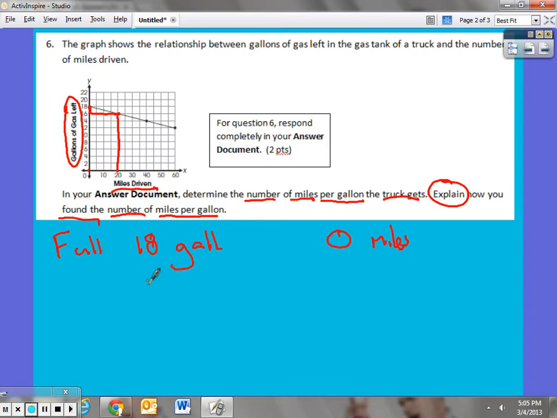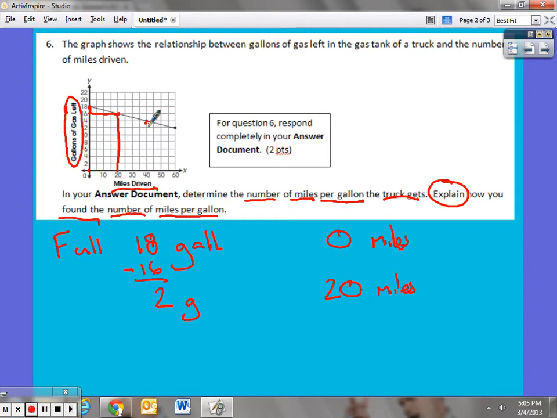So when I have 16 gallons of gas, how many gallons have I emptied? So to go from 18 to 16, I have used 2 gallons of gas. So when I use 2 gallons of gas, I have traveled how many miles? 20 miles. Okay, how do 20 and 2 work? Let's see here. Let's try another one though real quick. I see another point here.